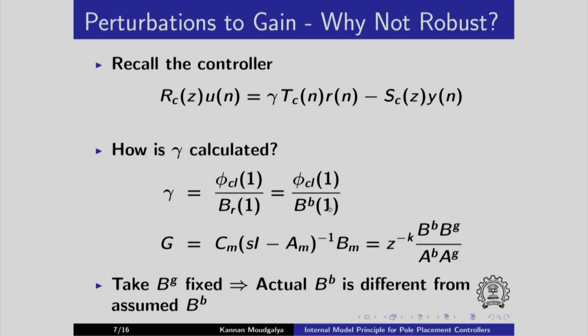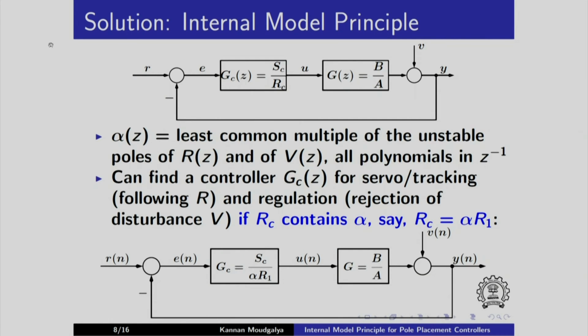BB is changed by 10%. This should have been changed by also 10%. Gamma should have been changed, but we said no, we will not change gamma. We fixed the controller. The controller was fixed at the old value, but this gamma has changed. As a result, we expect this procedure not work well. Actual BB is different from the assumed BB by a factor of 1.1 or 0.9, so we expect differences. The solution to this is presented through the internal model principle, which we have already seen.